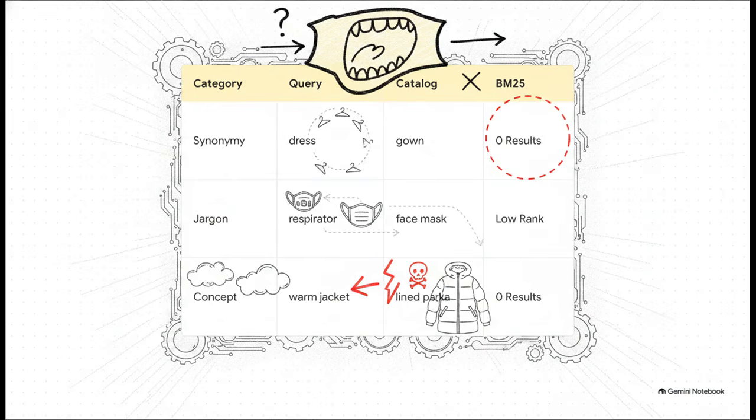Because BM25 relies entirely on exact character matching, a very strict, literal approach, it completely misses human intent. For example, if someone searches for a pregnancy dress, they might get 0 results simply because the catalog used the term maternity gown. The system has no clue that a respirator mask and a face mask are related, or that a lined parka is literally exactly what you want when you type in warm winter jacket.